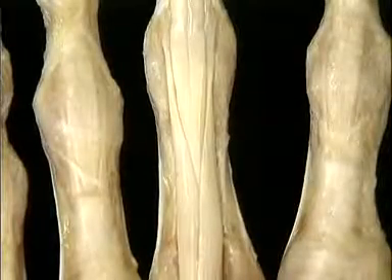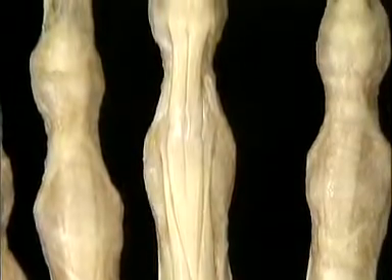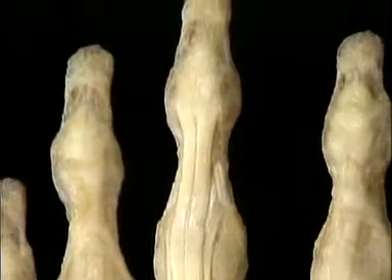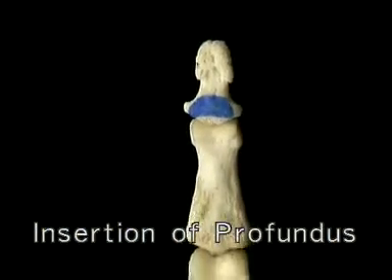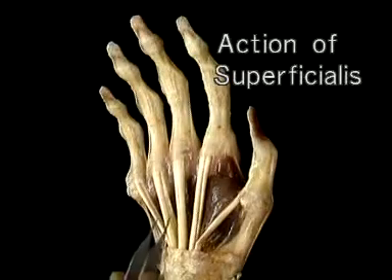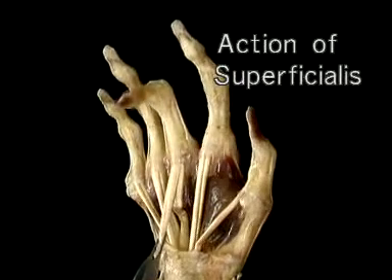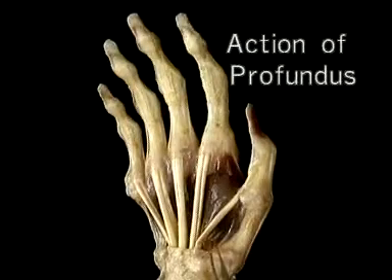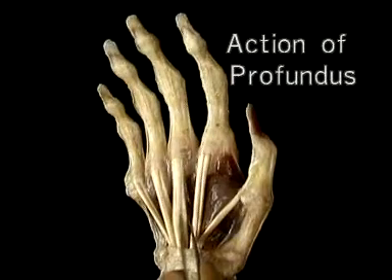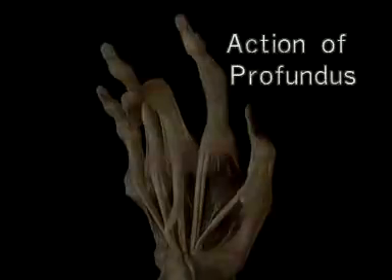The profundus tendon, here it is back in place, emerges between the two halves of superficialis and continues distally to insert here, on the base of the distal phalanx. The action of flexor digitorum superficialis is to flex the proximal IP joint and the MP joint. The action of flexor digitorum profundus is to flex both the IP joints and the MP joint.